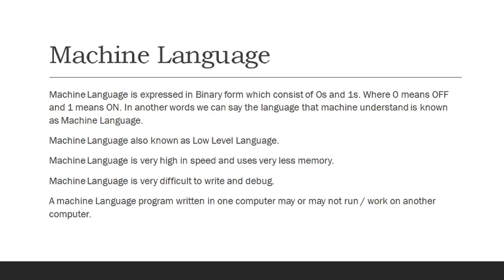Machine language is difficult to write and difficult to debug. Now, as you have to write all the commands in 0 and 1s, it is very hard for us or a general person to write a program in machine language. And what is the meaning of debug? Debug means to find the errors in the program. Machine language program written in a computer may or may not run in another computer.